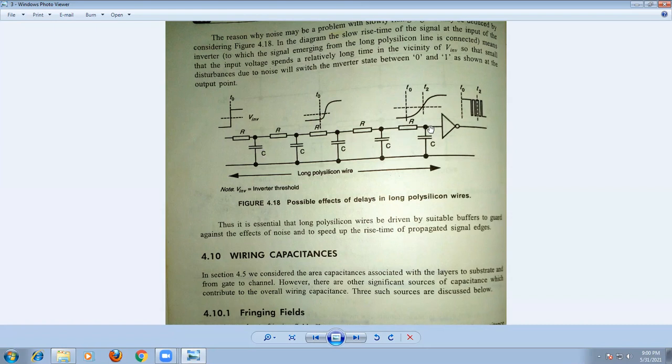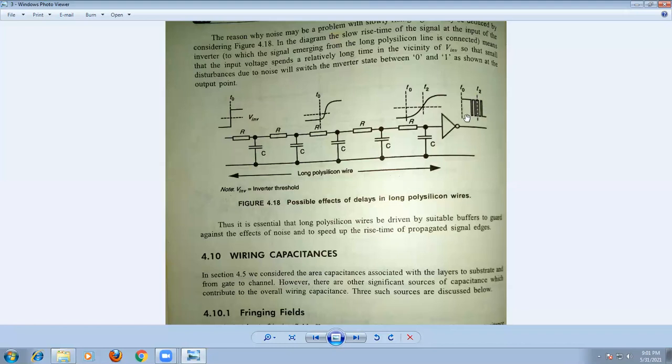When the output of this long polysilicon wire drives the inverter, we can connect the signal directly to the inverter. What happens? Because of the noise present in the output, the signal suddenly rises like this, but the capacitive output does not suddenly rise. You will get some time t, an exponential rise like this, and because of that the output of the inverter cannot suddenly go to the 0 level. The output will keep changing from 0 to 1 and 1 to 0 because of the noise signal. That is the drawback that exists in long polysilicon wires.